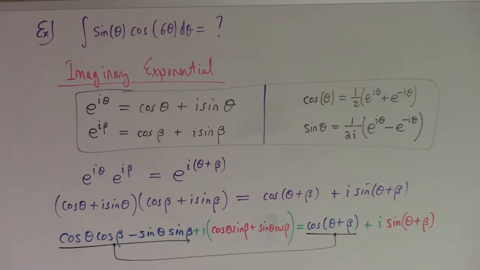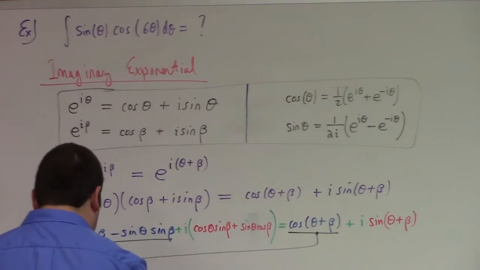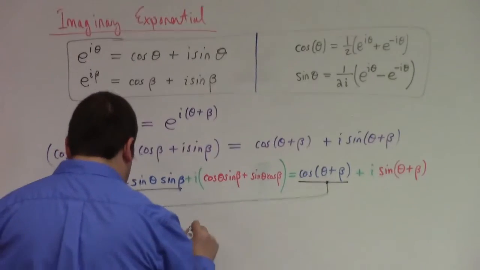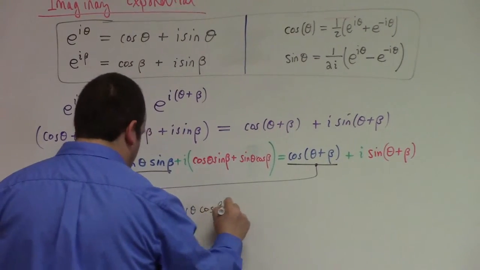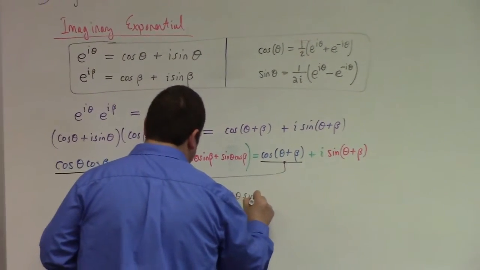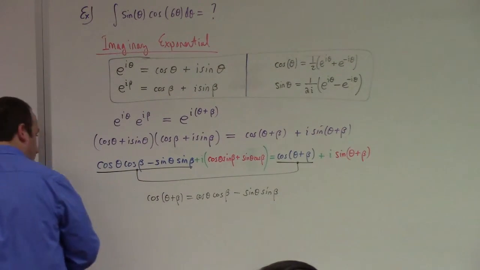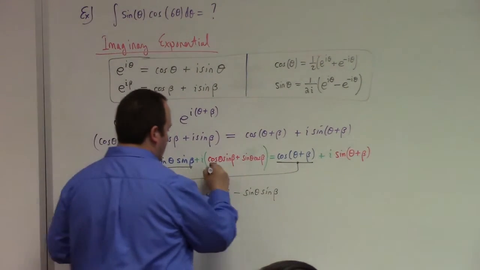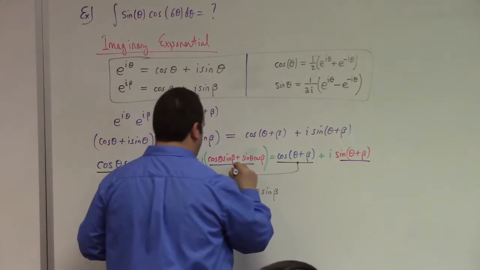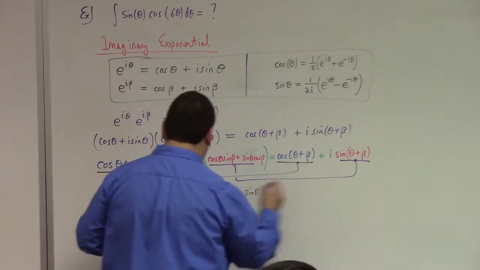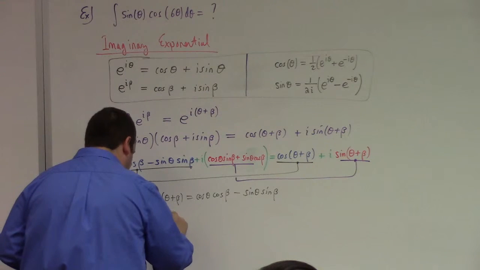The adding angles formula for cosine. Right? So that says, of course, cosine of theta plus beta is equal to cosine theta cosine beta, minus sine theta sine beta. And then the other terms matching, this one and that one, gives me what? Sine of theta plus beta.